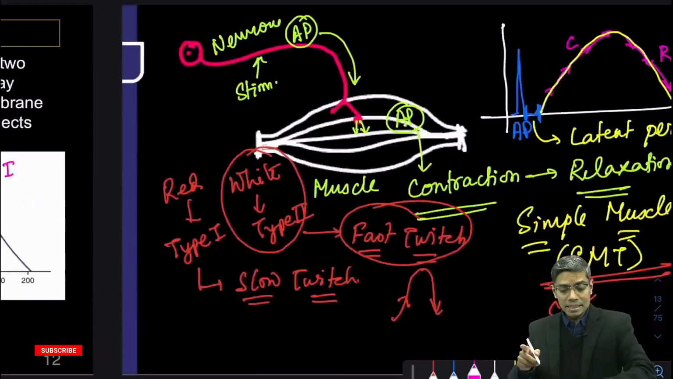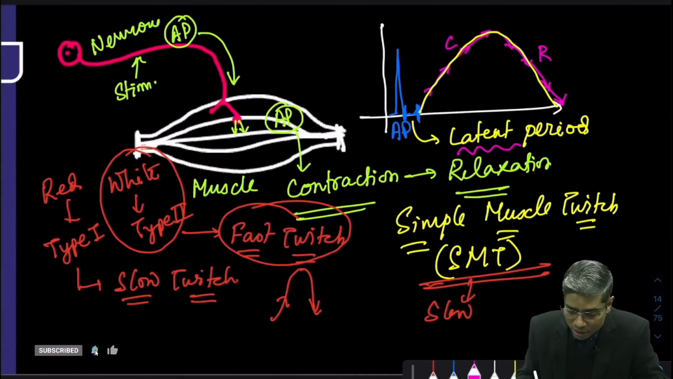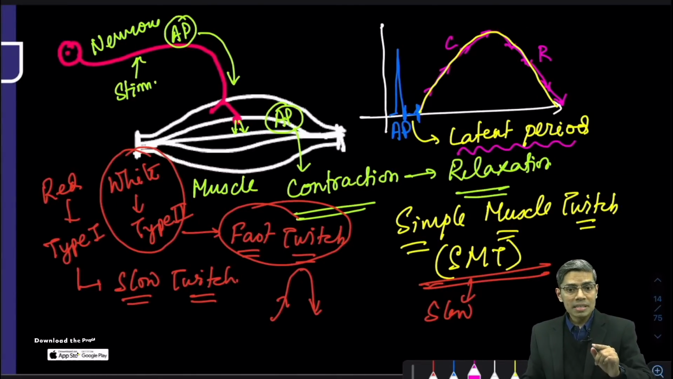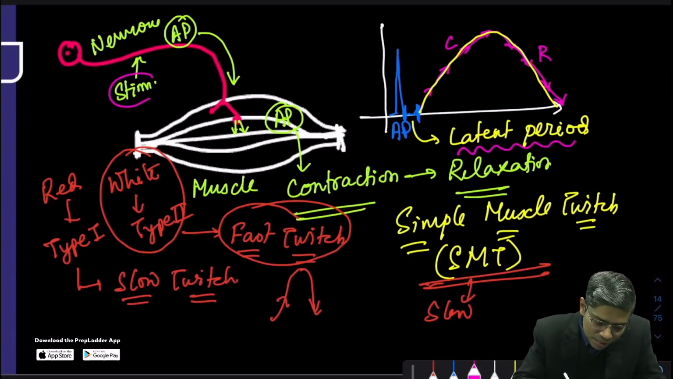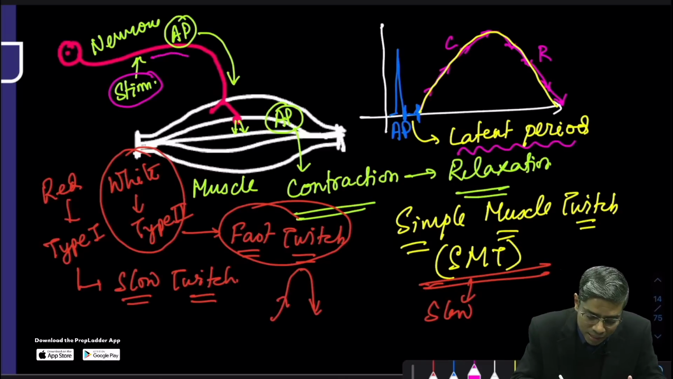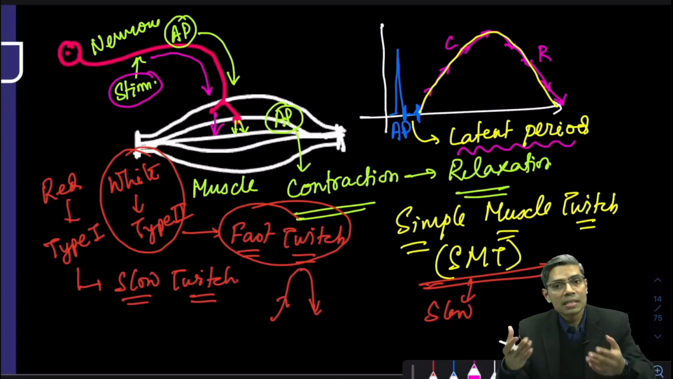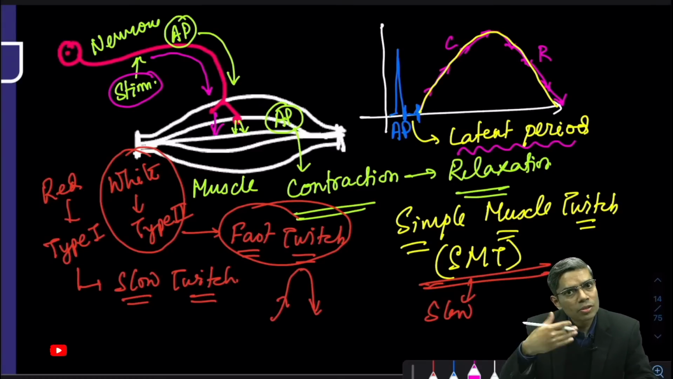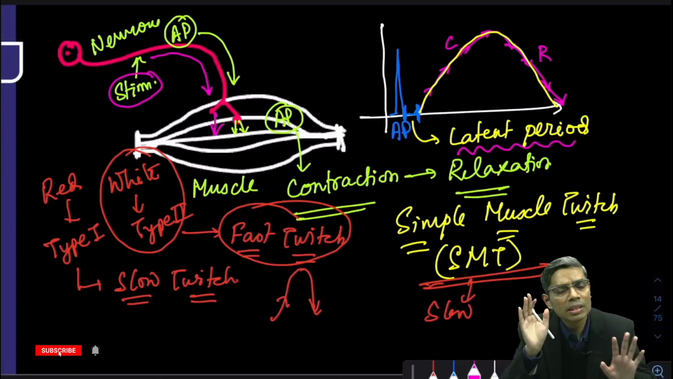Second, the question here is asking what is the cause of this latent period. Getting my point? If I give a stimulus at the level of the neuron, the action potential travels down the neuron, then crosses the neuromuscular junction, then stimulates the muscle. So the cause of the latent period is this travel from the neuron and crossing the neuromuscular junction; all this comes into the latent period.